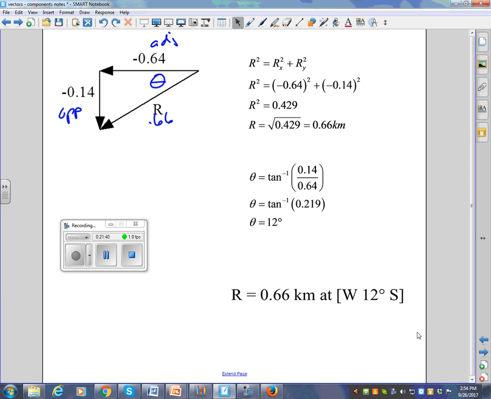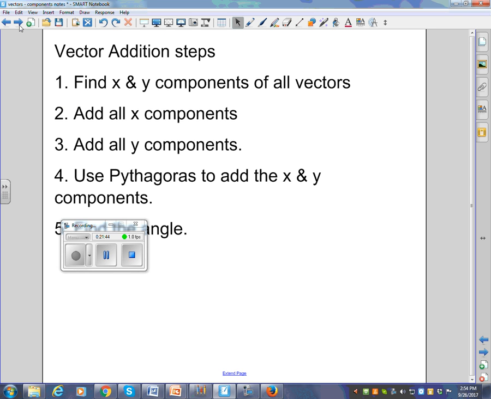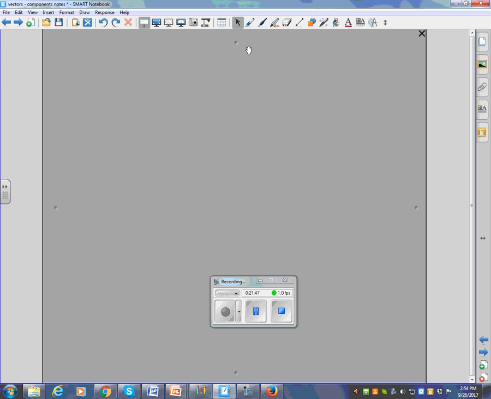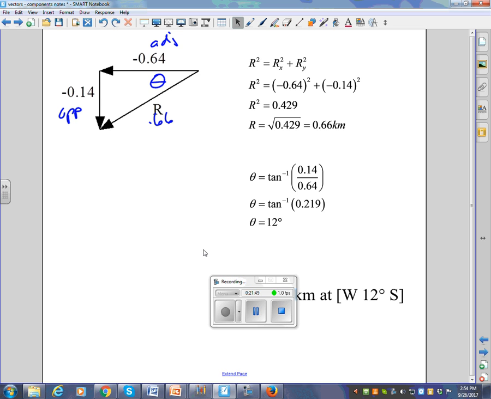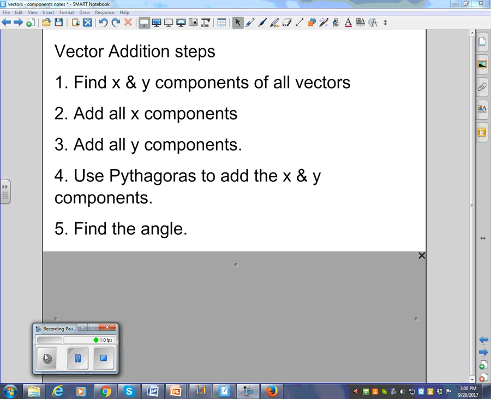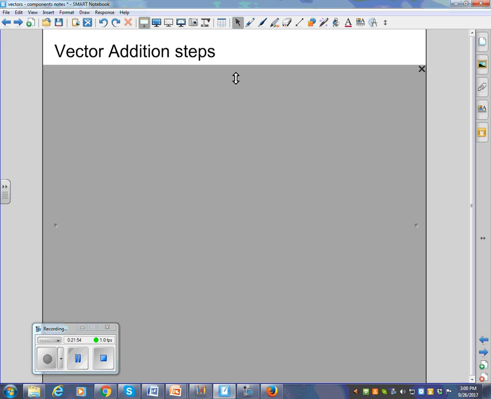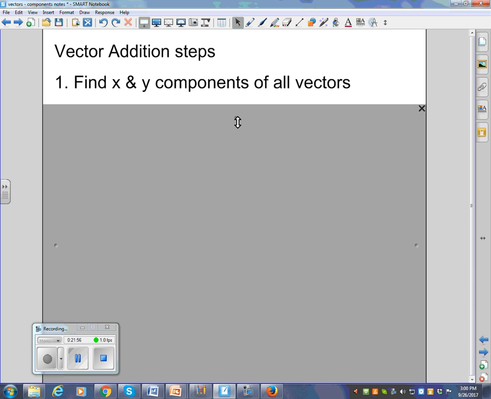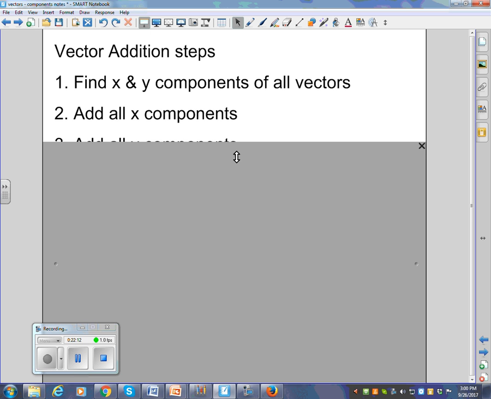So, are you feeling good about that? Okay. One thing I like to do is write down the steps. So what are the vector addition steps? Step 1: find all the x components and all the y components. I like x, y, x, y, x, y, but if you want to do all the x's first in the column and then all the y's, go right ahead. Then what's the next step? Add all x components.